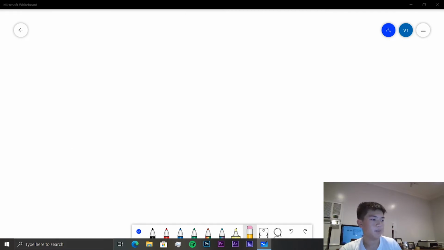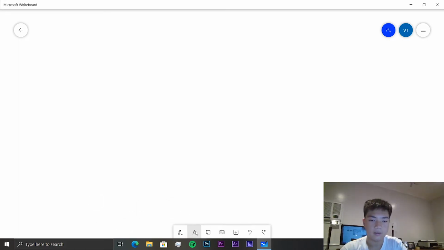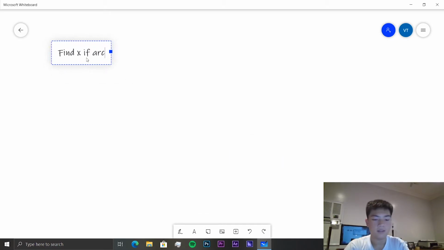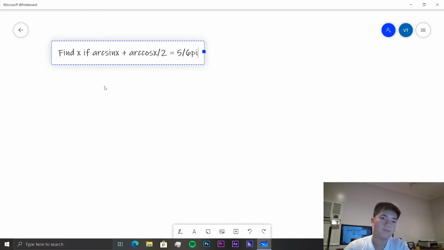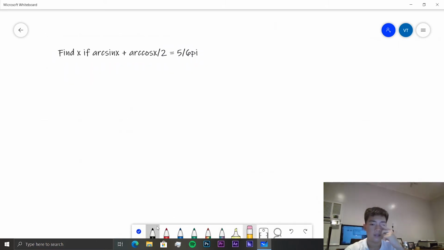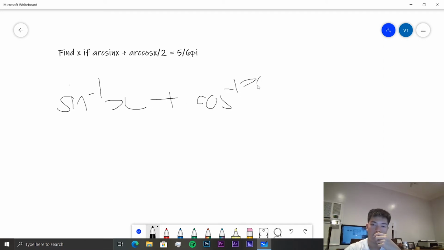Anyways, on to the next problem, which is find x if arcsine x plus arccosine x over 2 is equal to 5 over 6 pi. So what we have here is sine to the negative 1 of x plus cosine to the negative 1 of x over 2 is equal to 5/6 pi.